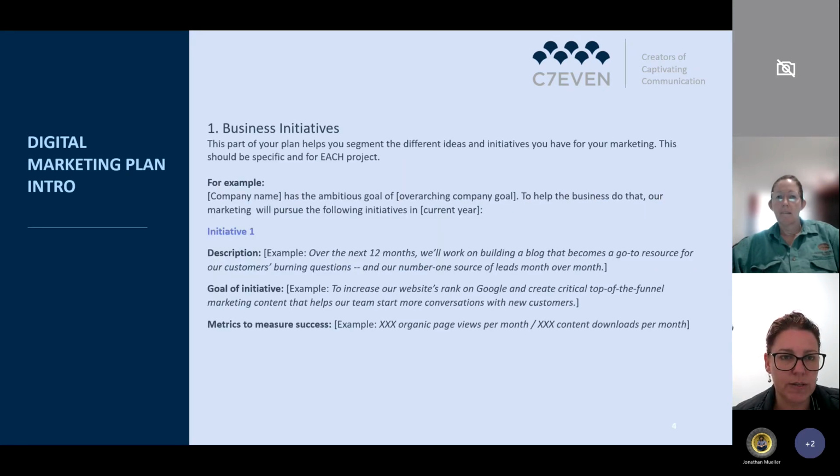So we'll jump through and cover off on business initiatives. This part of the plan helps you segment the different ideas and initiatives you have for marketing, and this needs to be specific for each project. Your marketing plan can have little plans within plans. If you've got an idea or initiative that you want to specifically develop a framework around, with a roadmap of where you start and where you finish, that's effectively one initiative, and you should identify that and treat it as one mini plan.